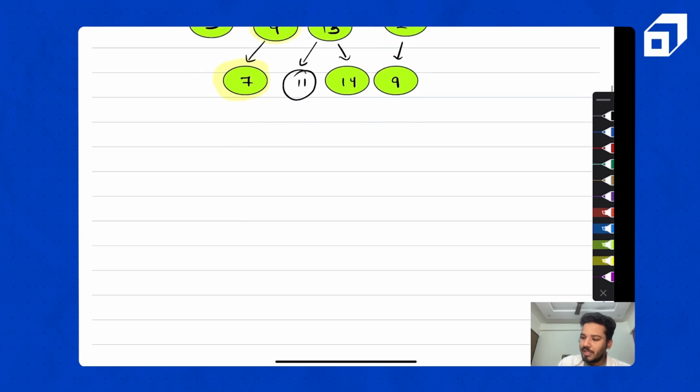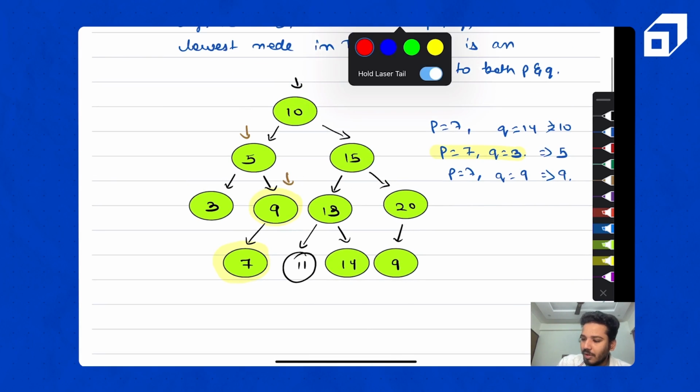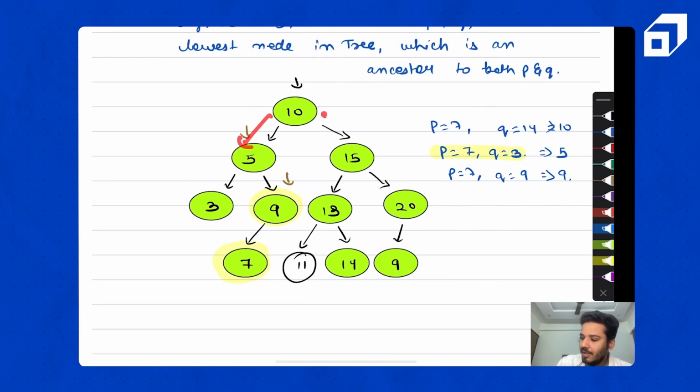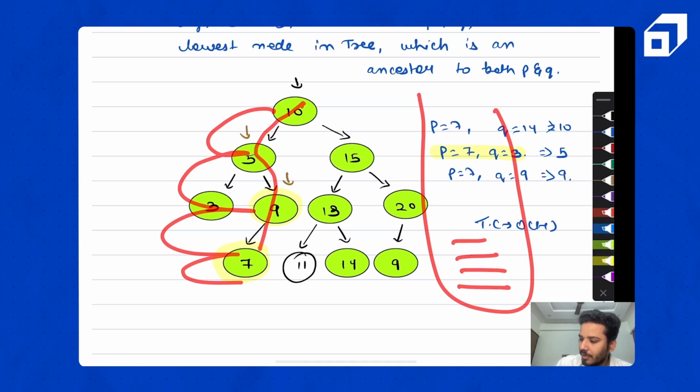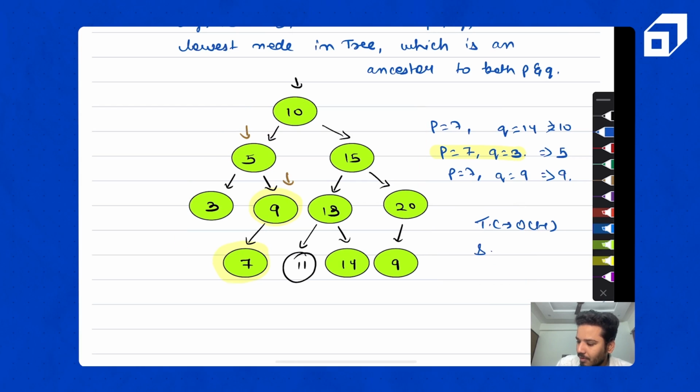Now coming to time complexity, every time you're skipping a level, you are either going to the left child or the right child, so time complexity becomes order of h. Coming to space also, this 10 will call 5, and every time I'm skipping a height, so in my recursive stack space, I can have only order of h number of functions, so space is also order of h. Hope you got it.